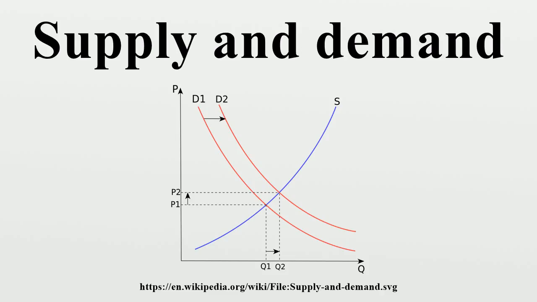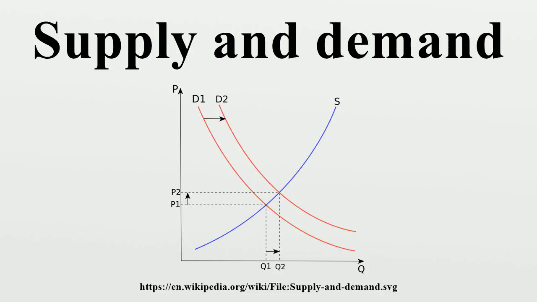Since determinants of supply and demand other than the price of the goods in question are not explicitly represented in the supply-demand diagram, changes in the values of these variables are represented by moving the supply and demand curves. By contrast, responses to changes in the price of the good are represented as movements along unchanged supply and demand curves.